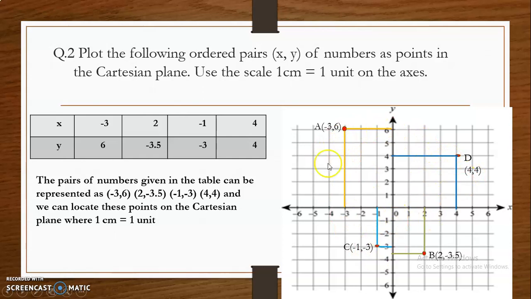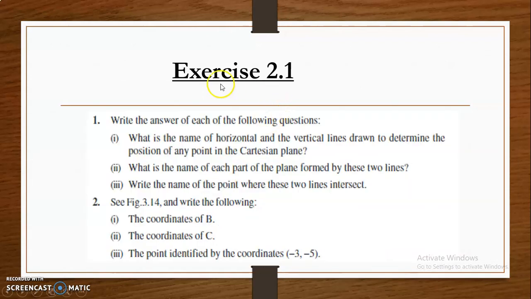These are some of the examples of the way the questions would be given, and you have to mark the points on the Cartesian plane. I hope you have understood how to mark the points on the Cartesian plane when ordered pairs are given in tabular form in the question. On the basis of this, now you have to solve exercise 2.1. These are the textbook questions and you have to solve them in your notebooks.